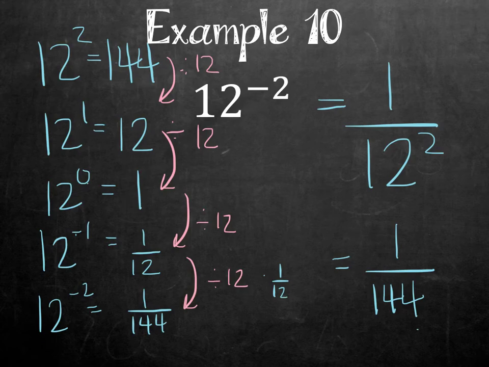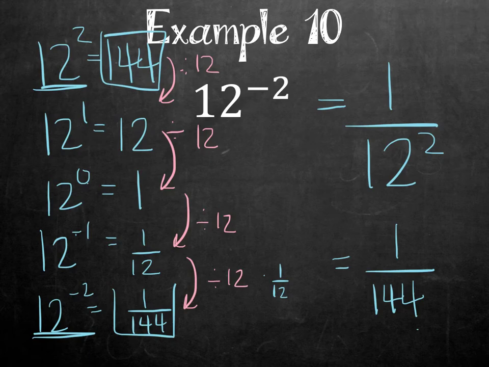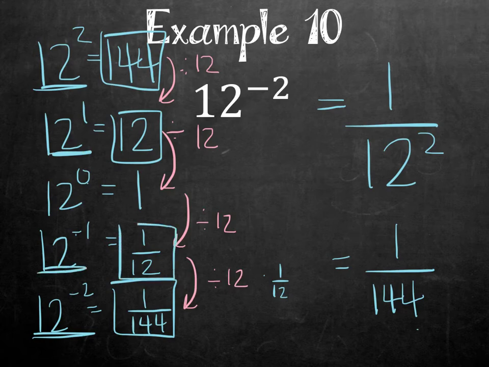Now I'd like you to notice what happened there. 12 squared and 12 to the negative second are really similar. You've got 144 and 1 over 144. So the numbers are reciprocals. The same thing happens with 12 to the first and 12 to the negative first. 12 to the first is 12. 12 to the negative first is 1 over 12. So that hopefully illustrates how numbers with negative exponents are simply reciprocals of their counterparts with positive exponents.